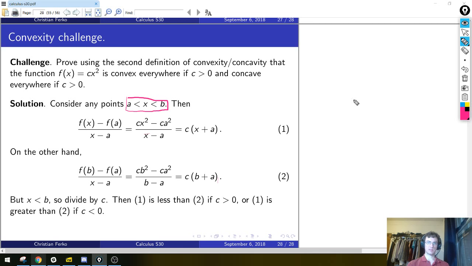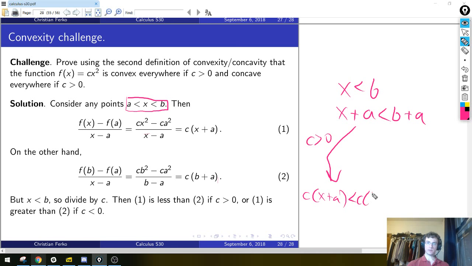Another way to do this proof in one step, rather than handling both cases separately, is to say, all right, we know x is less than b, and then you can add a to both sides. This is just using the rules for an order relation. You're allowed to add to both sides of an order relation, and it doesn't change the result. Then, if c is positive, there's an axiom that you're allowed to multiply both sides of an order relation without changing it. And if c is negative, the axiom is that if you multiply by a negative number, it reverses the direction of the order relation, so it goes from a less than to a greater than. That's how you would do both proofs in one for convex and concave.